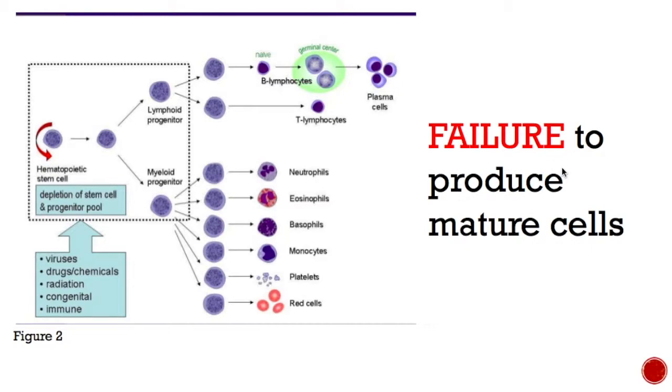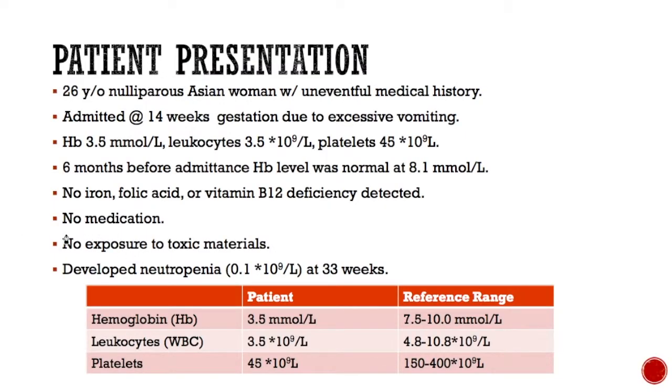Aplastic anemia can be present at birth, such as in Fanconi anemia, and usually in these cases, there's a physical defect as well. However, congenital aplastic anemia is only 20% of all aplastic anemia. 80% of it is acquired or idiopathic. So it can stem from viruses or drugs and chemicals and radiation, but sometimes it can even stem from pregnancy.